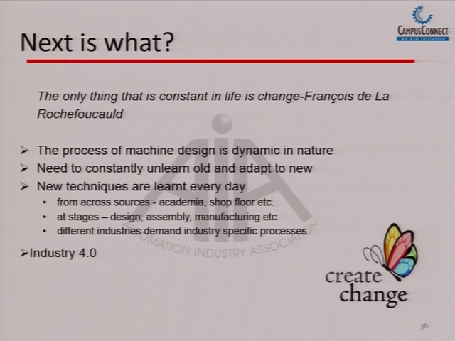Now, when we talk of automation, what is next in automation? So, of course, the concept of machine design is very dynamic. Every time a new requirement comes up, you have to change the way you have learned things. You need to constantly unlearn everything, and you need to learn new things. So all those things are there in automation.